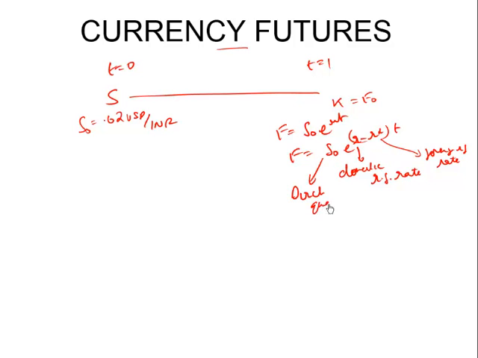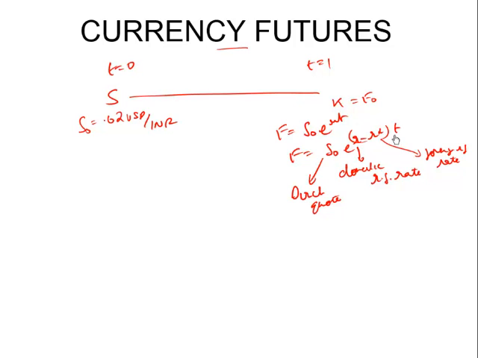That is, domestic for one will be foreign for another, and foreign for somebody will be domestic for somebody else. So make sure that this is in the direct quote, otherwise the formula will reverse. So this is domestic upon foreign, how many domestic for 1 unit of foreign, and then e raised to the power domestic risk-free rate minus the foreign risk-free rate into t.